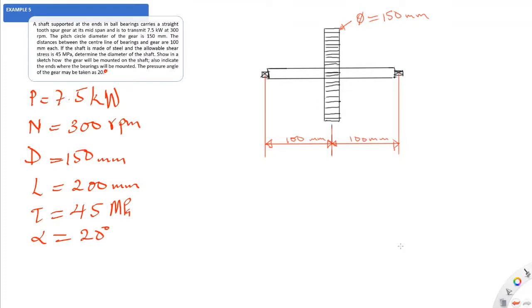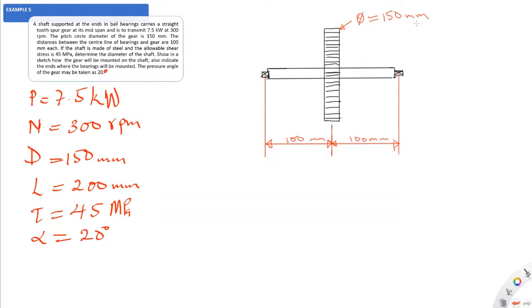Right, so let's take this diagram as the layout of the shaft. From the question, the distance from the center of the gear to the center of the bearing is 100 millimeters to the left side and 100 millimeters to the right side. Then this gear has a pitch circle diameter of 150 millimeters.